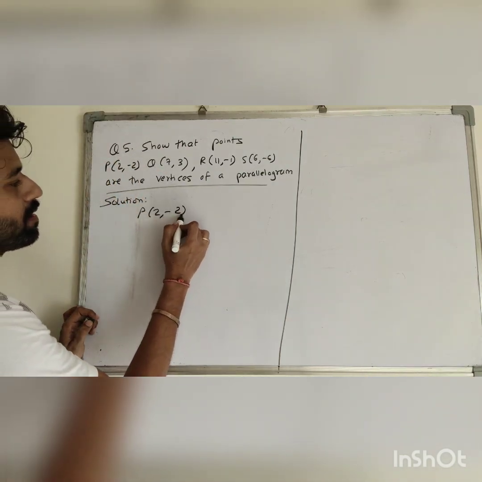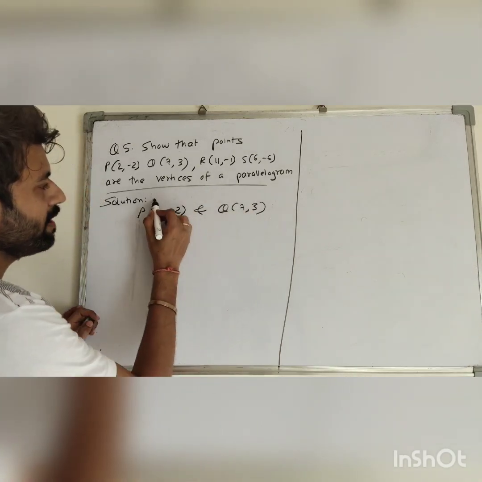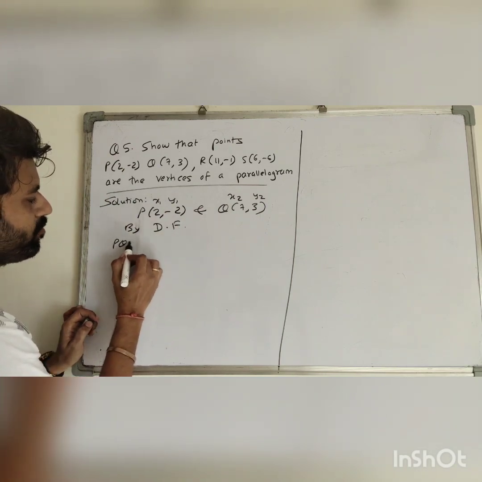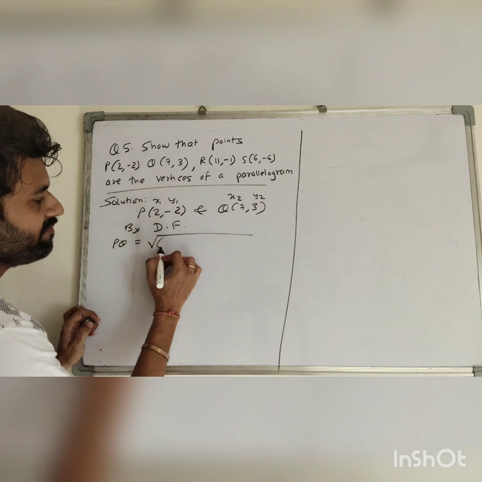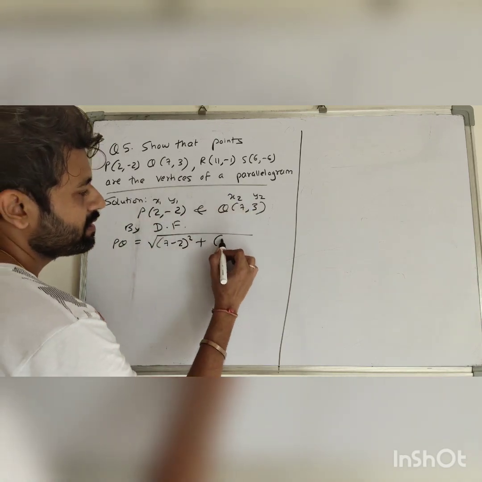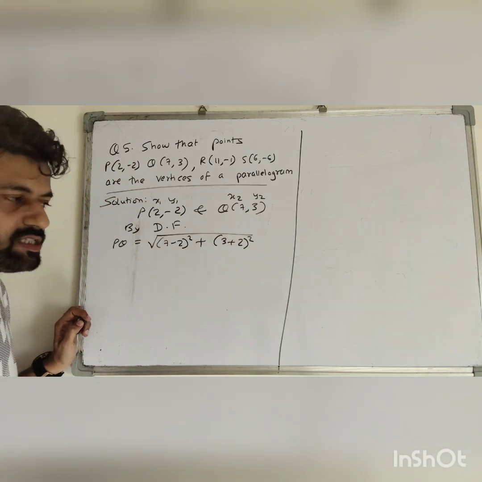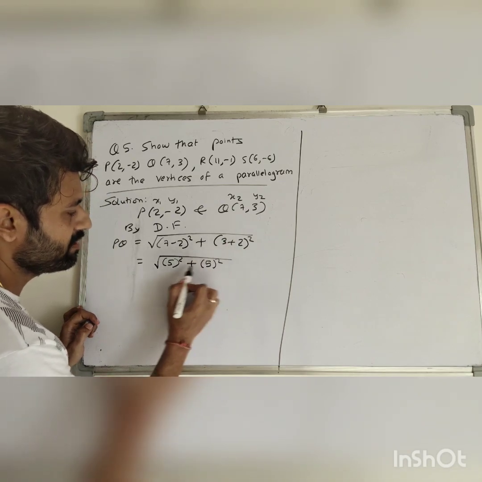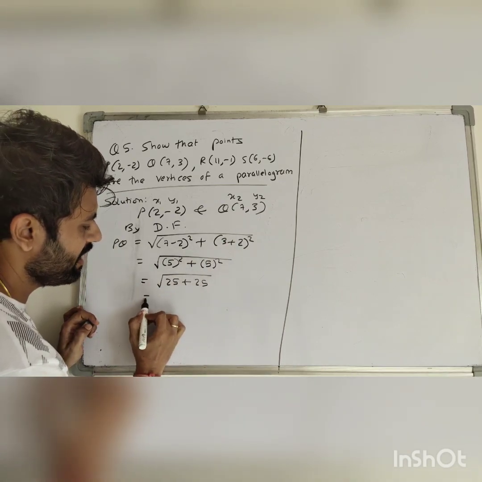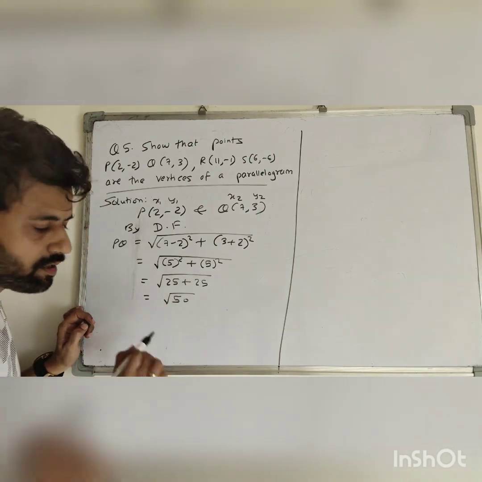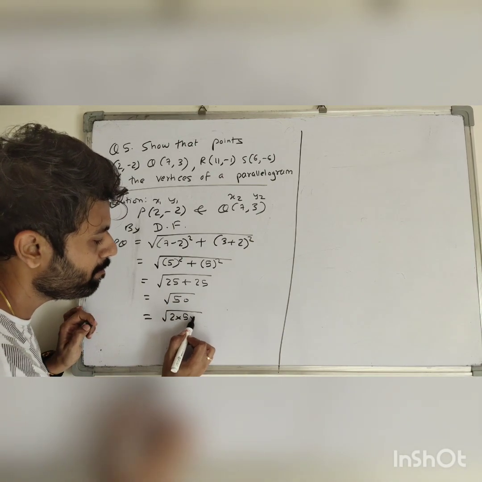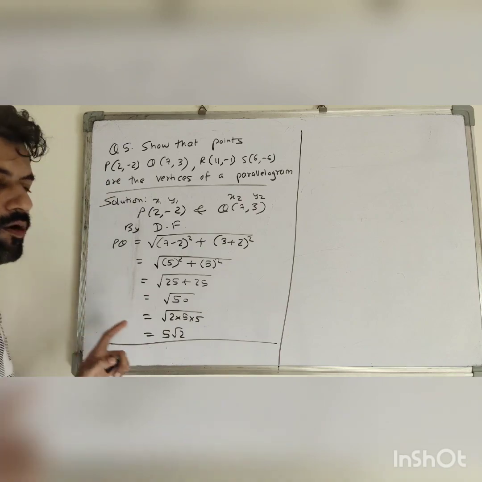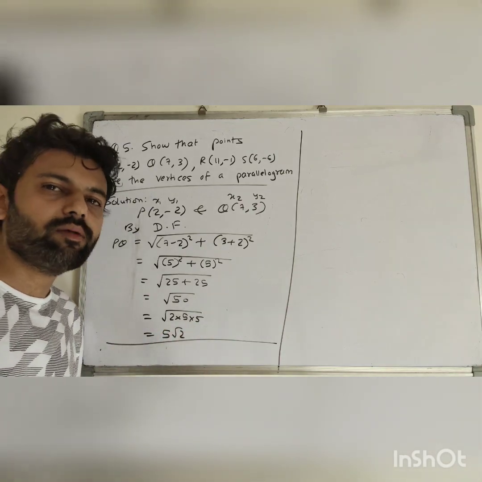P and Q, x1, y1, x2, y2. By distance formula, PQ is equal to root of (7 minus 2) the whole square plus (3 plus 2) the whole square. I am using the distance formula. 7 minus 2 is 5, 5 square plus 5 square, 25 plus 25, the answer is root 50. If you want, you can convert it into mixed surd, that is 5 root 2. We can number it here also, but we avoid using more and more numbers.